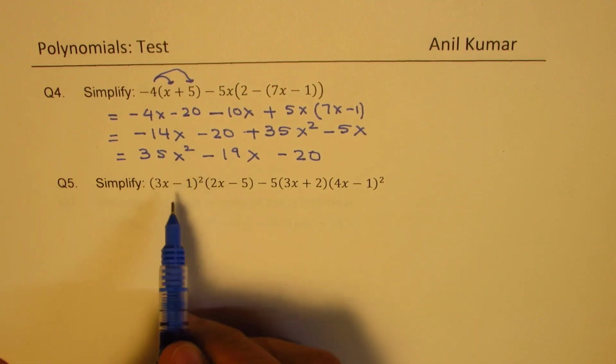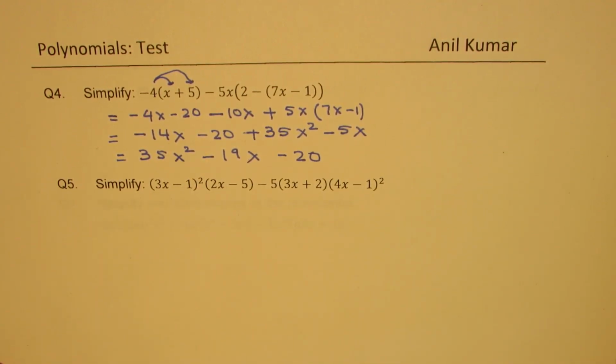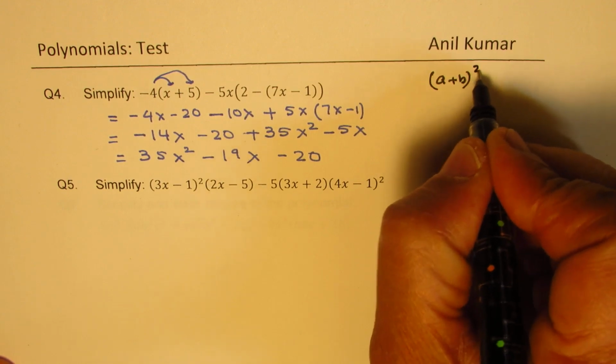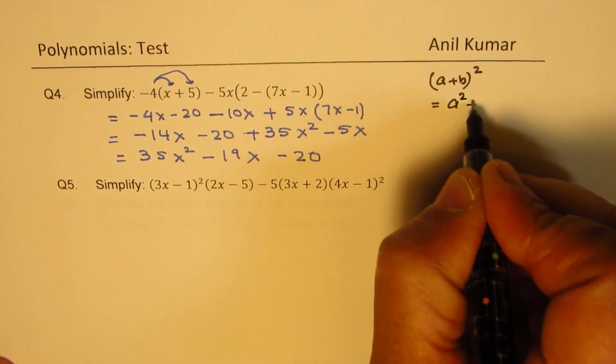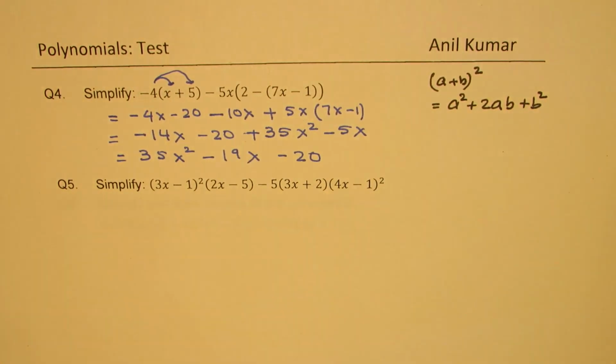Question number 5. So we have a square. So let me share with you a formula for square, and we are going to use that formula. If it is (a plus b) whole square, then it can be written as a squared plus 2ab plus b squared, correct? So that is how we are going to expand and then simplify the given polynomial.